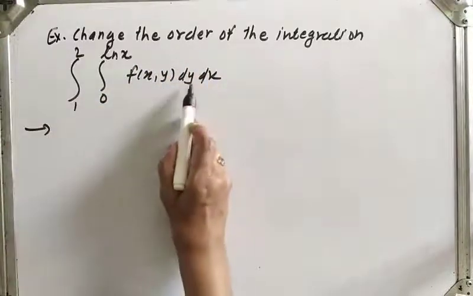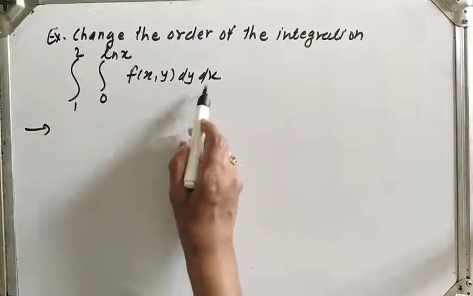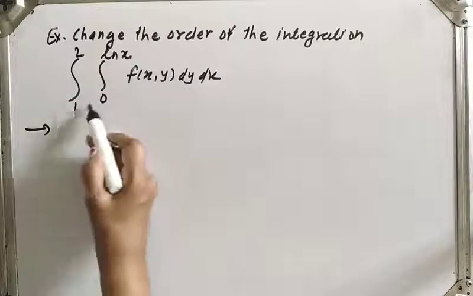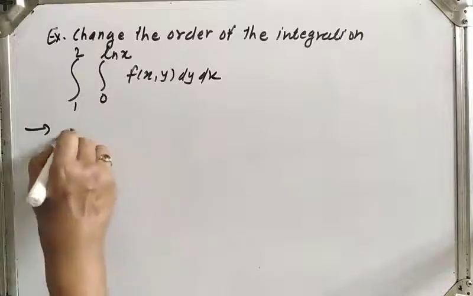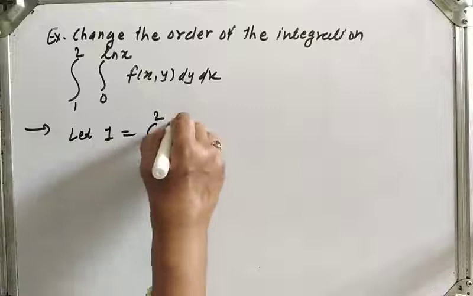So here integration is with respect to y first and then with respect to x. We have to reverse it, so accordingly these limits will reverse. So let I be equal to this given integral.